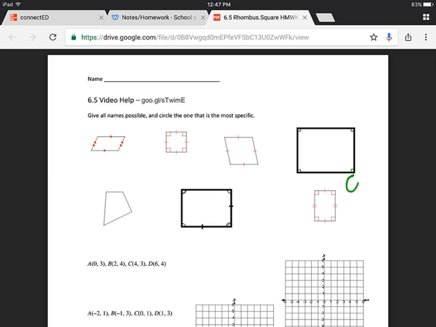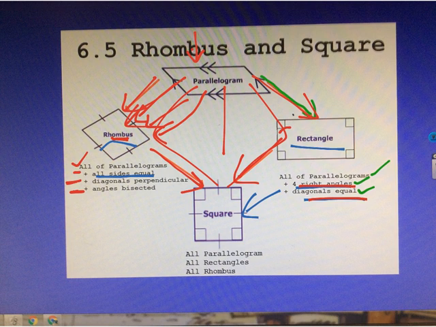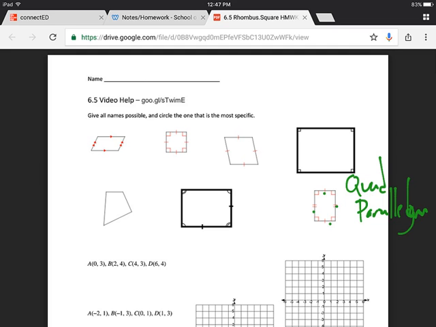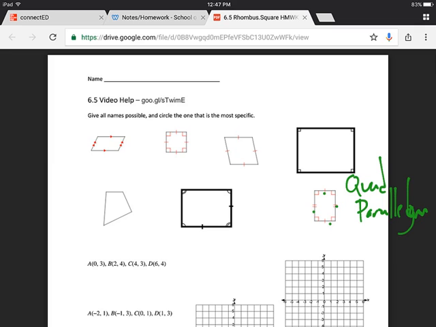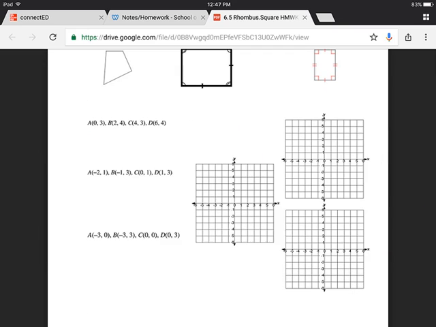Okay, this last one, it's four-sided, so it's quadrilateral. Okay, the next thing is it a parallelogram? Opposite sides are equal, so it's a parallelogram. Okay, is it a rhombus? Well, are all sides equal? Are the diagonals perpendicular? Nope, nope, nope. So, is it a rectangle? Yes, it is. All four angles are 90, so it's a rectangle, and that is my most specific one.